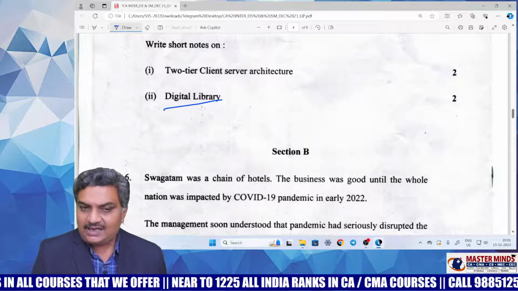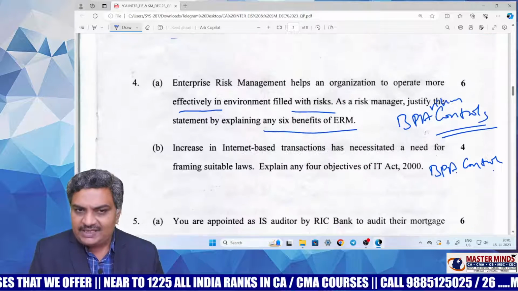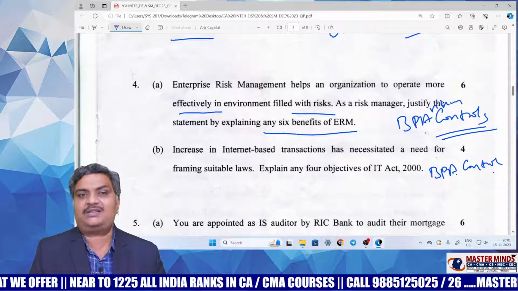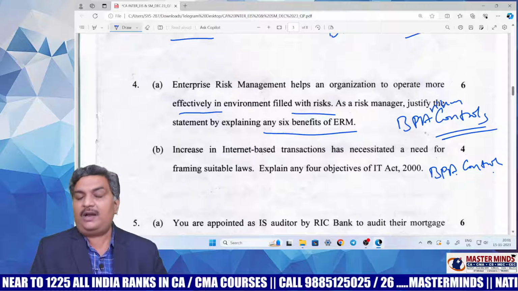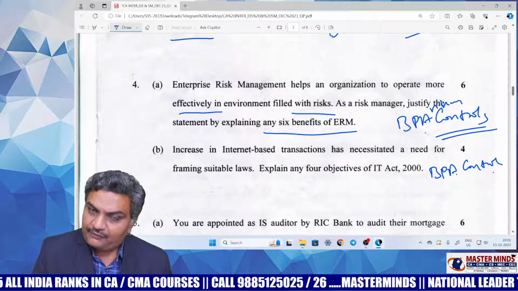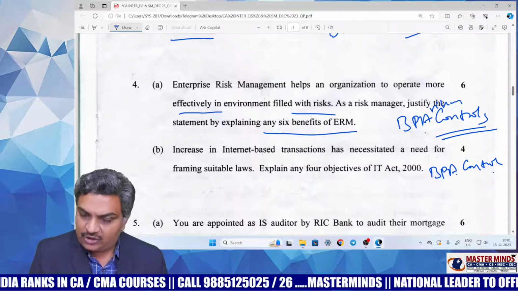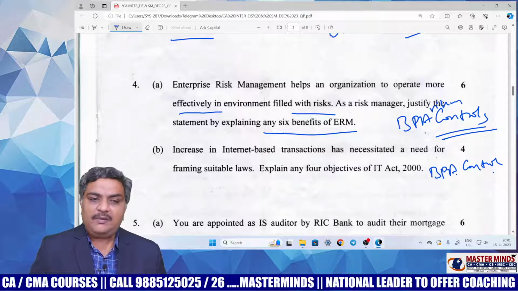So this is the analysis of this particular EIS paper, which is very easy. Almost all the lessons are covered and all the questions are expected, and no question is tough to understand, no question is conceptually tough. So overall it is a very good and easy paper.